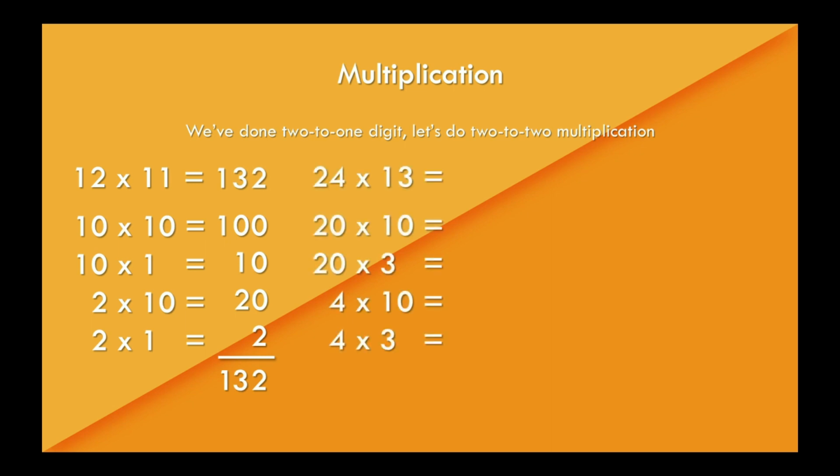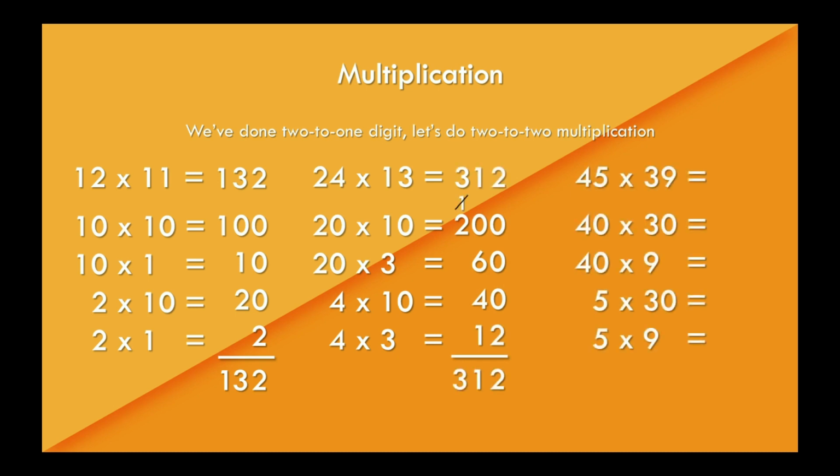The same goes for the next question, splitting 24 into 20 and 4, and 13 into 10 and 3. Then multiply 20 with 10 and 3, and 4 with 10 and 3 as well. Then adding the results to get the answer. And we repeat the same thing for the final example, splitting 45 into 40 and 5, and 39 into 30 and 9, multiplying 40 with 30 and 9, and 5 with 30 and 9 as well. Adding these answers gives us our final answer, the same as the previous method.